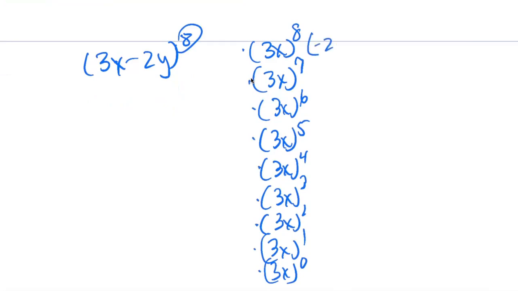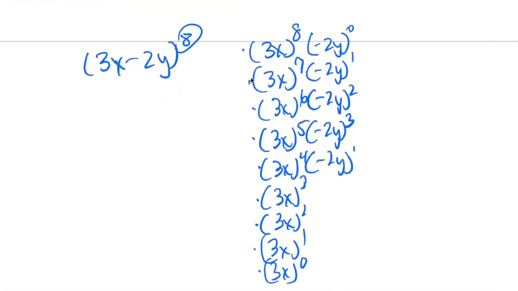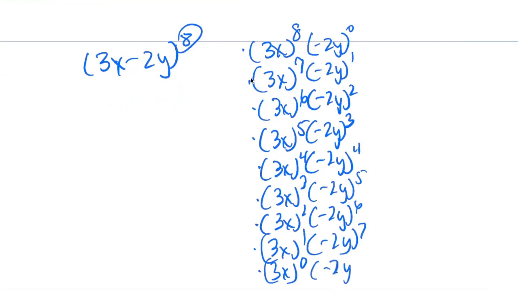And then negative 2y to the 0, negative 2y to the 1st, negative 2y to the 2nd, negative 2y to the 3rd, negative 2y to the 4th, negative 2y to the 5th, negative 2y to the 6th, negative 2y to the 7th, negative 2y to the 8th. Got a lot of multiplication to do. What I was going to show you here is these are going to start off with 1s, and the next ones are going to be 8s.